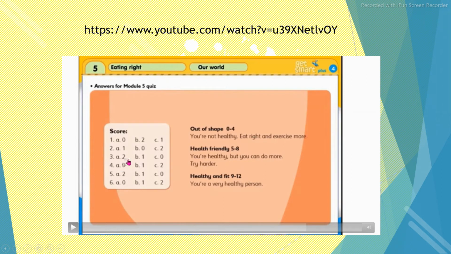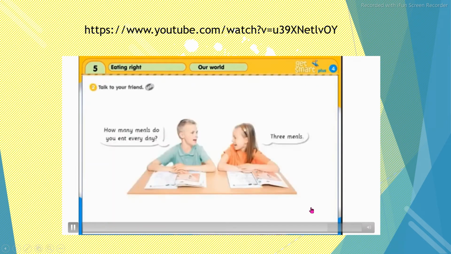Jadi tambah 1. Jadi 5 dah markah awak. Question number 5 awak jawab C. Kosong jadi tetap 5. 6 awak jawab C juga. So awak ada 5, 6, 7. So your score is 7. So kat sini 5 until 8. So you are healthy. Itu cara untuk awak kira. Boleh? Dah siap kira dah.